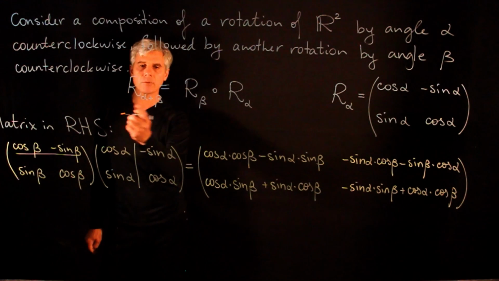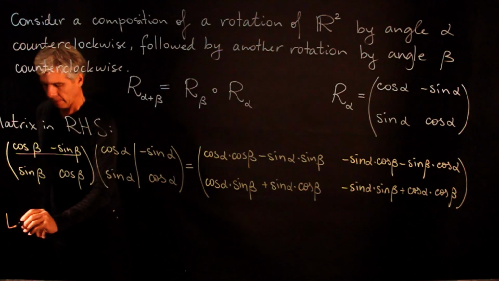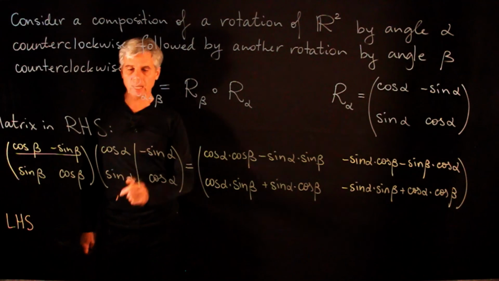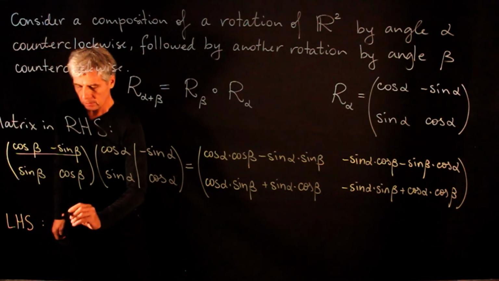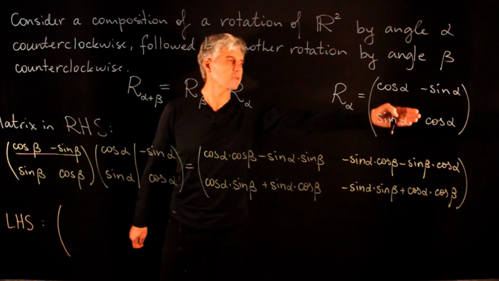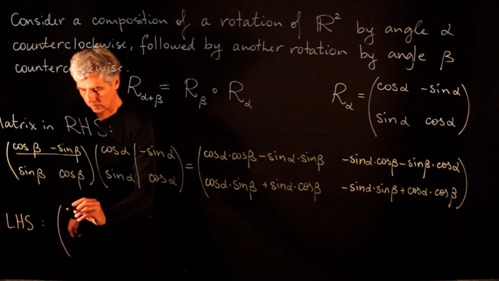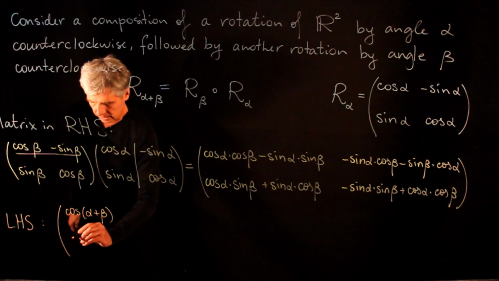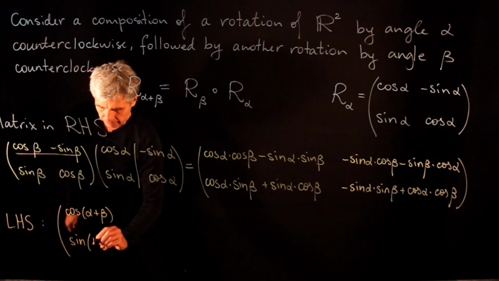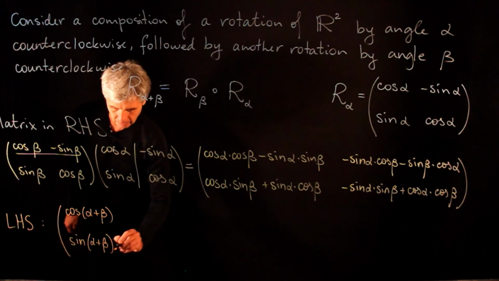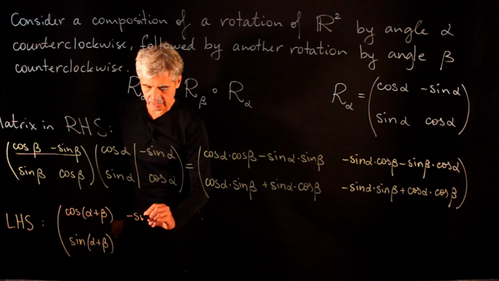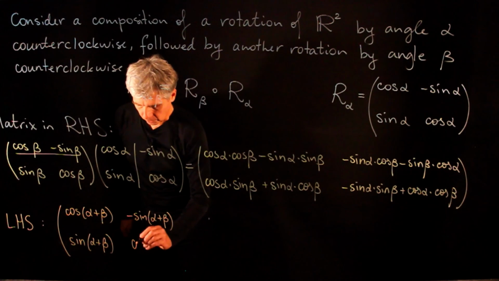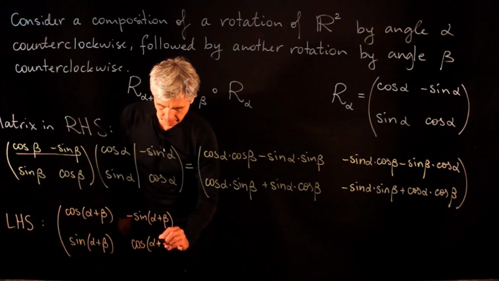Let us write down the matrix in the left-hand side. So in the left-hand side, we have a rotation matrix by angle alpha plus beta. So this rotation matrix has the same pattern, only a different angle. So we get cos of alpha plus beta, sine of alpha plus beta, and here we have minus sine of alpha plus beta, and cos of alpha plus beta.